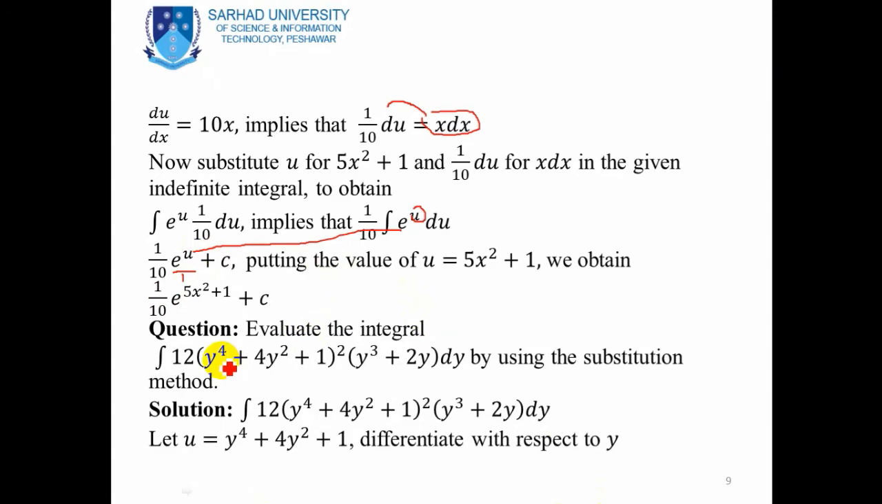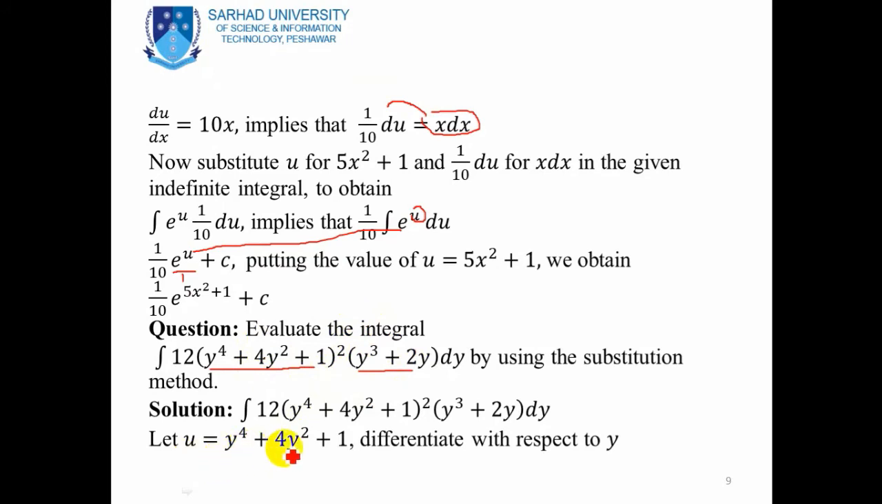So I hope you will understand that in this problem, if we suppose 12 is a u function, we cannot get the operator dy as a u function. If we suppose y cube plus 2y is a new function u, we cannot obtain the other parts in terms of u. But if we suppose this part, y power 4 plus 4y square plus 1, is a u function, then we will get the other parts in terms of u easily, as you see over here.